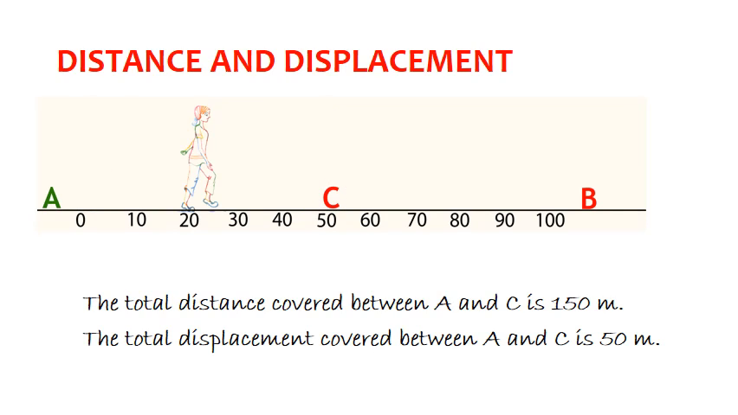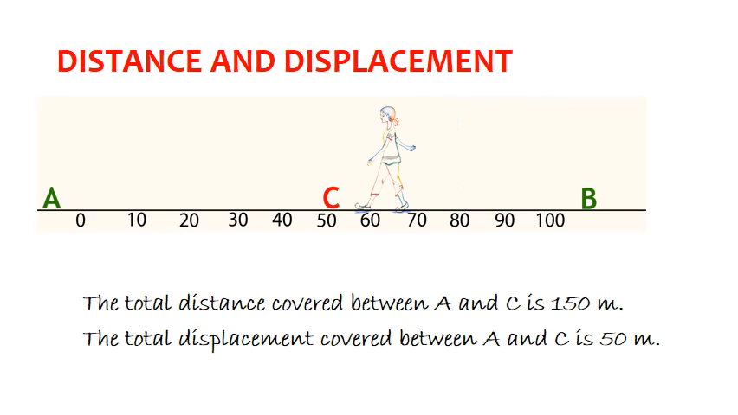So if we see the motion of a body from position A to B and B to C, here the total distance covered between A to C is 150 meter because the distance between the position A to B is 100 meter and B to C is 50 meter. In total, the distance covered by the body is 150 meter.